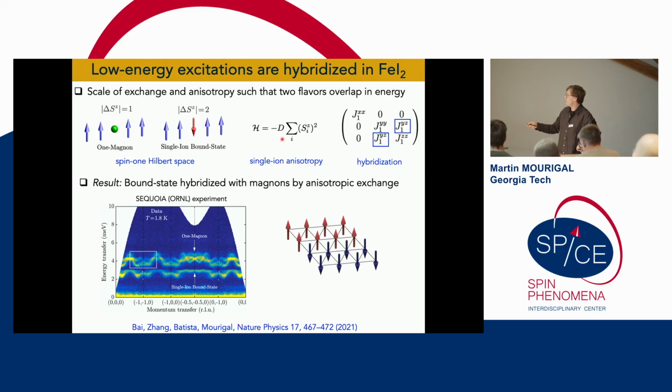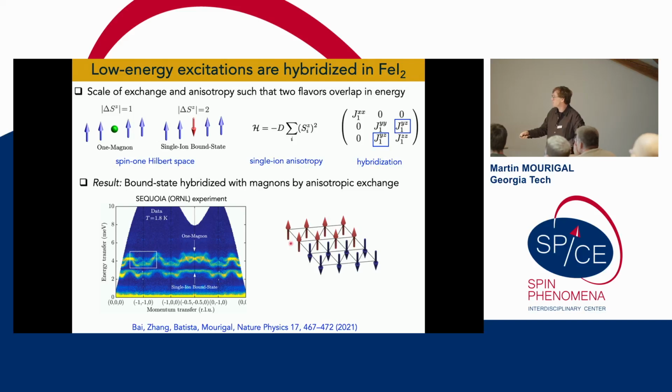You have single ion anisotropy that controls the energy of the single ion bond state. You have a regular exchange that controls the dispersion of the 1 magnon. And the new ingredient, you have some off-diagonal terms that will hybridize these excitations. And by some magic, the 1 magnon and the single ion bond state, because D is 10 times J, and by some magic of quantum chemistry, these 2 excitations overlap in energy. And because they hybridize, you can see this.